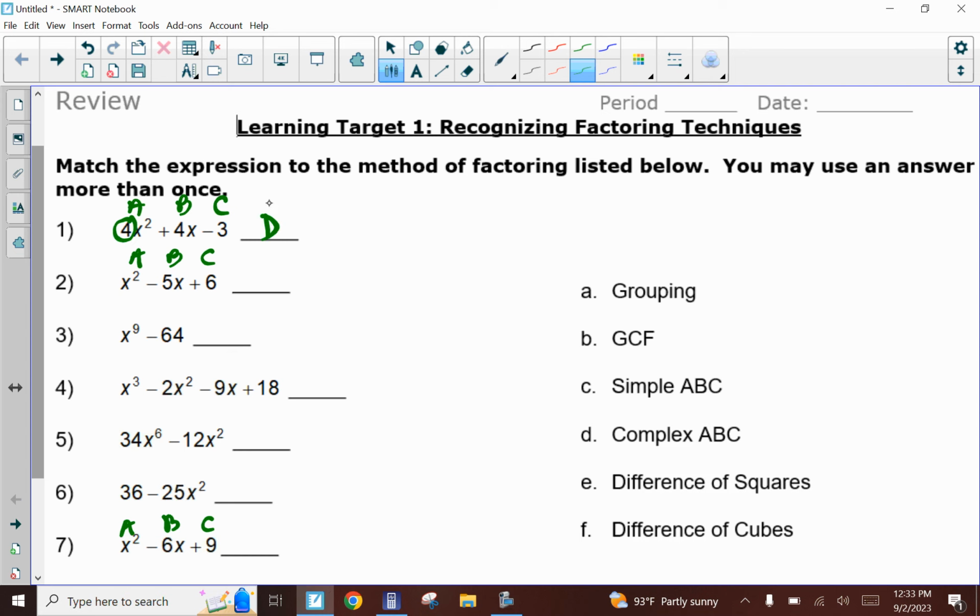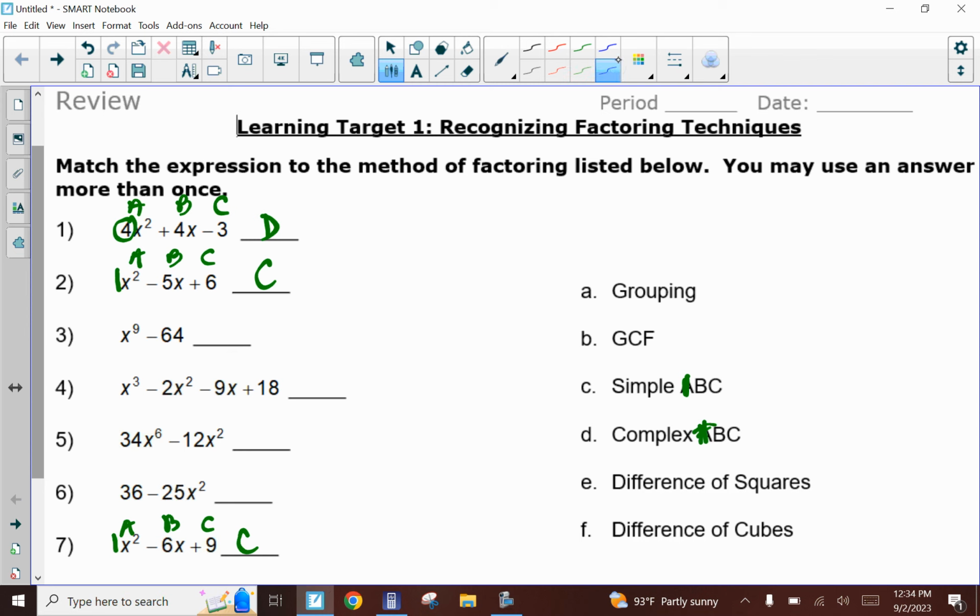So this is D. Then this ABC, it's got a 1 in front. So right away, I know that's a simple ABC. So that's C. And then down here at the bottom, this also has a 1 in front, so that's a simple ABC. The difference between simple and complex: simple ABC has a 1 in the front, and complex ABC has some other number out here in the front. So we've taken care of all of our ABC problems.